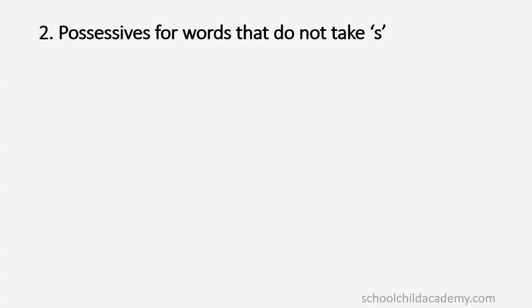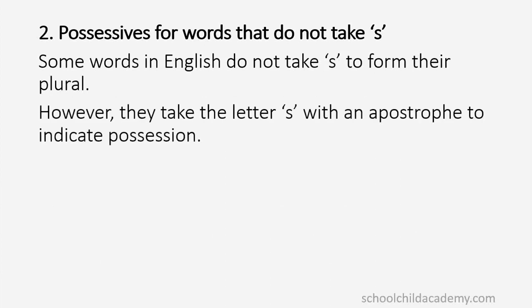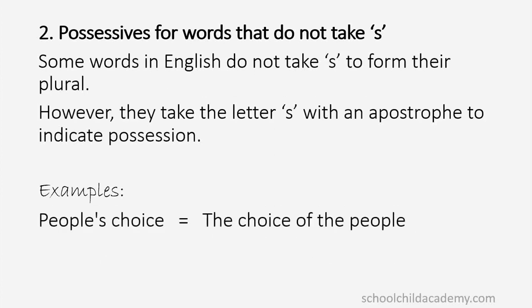Possessives for words that do not take S. Some words do not take S to form their plural. However, they take the letter S with an apostrophe to indicate possession. Examples: people's choice, the choice of the people. Normally, people does not take S because people in itself is a plural.